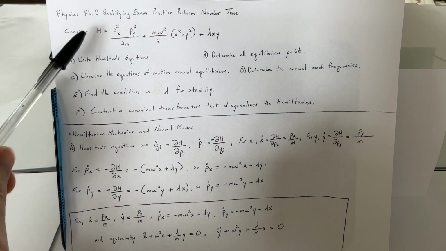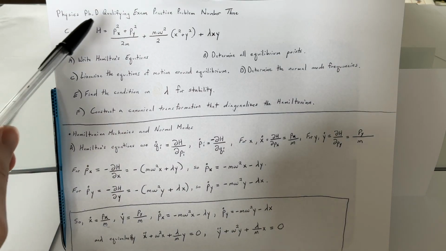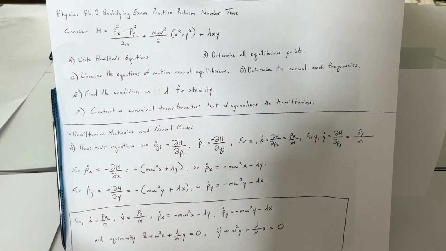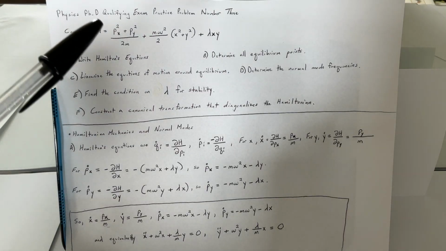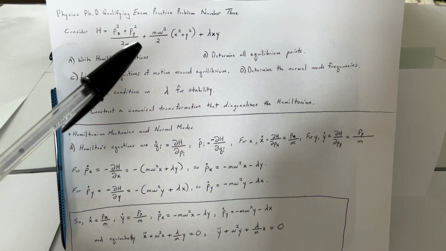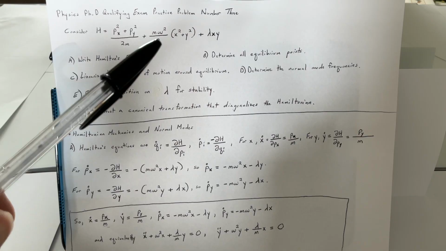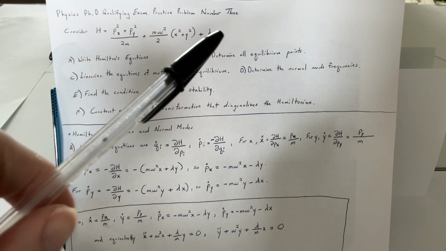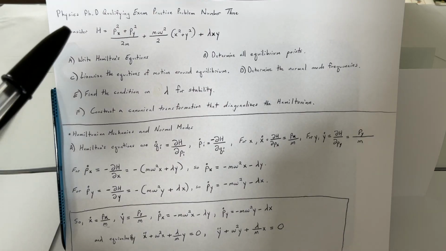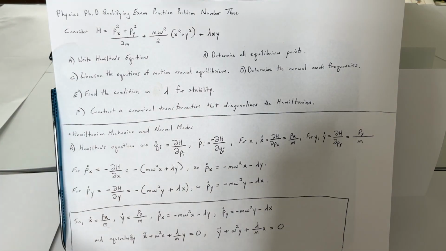So we have today Ph.D. Physics qualifying exam practice problem number 3 in classical mechanics. Consider the following: H equals p_x squared plus p_y squared over 2m plus m omega squared over 2 times the quantity x squared plus y squared plus lambda xy. For part A, we want to write Hamilton's equations.